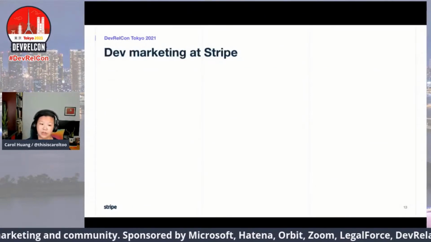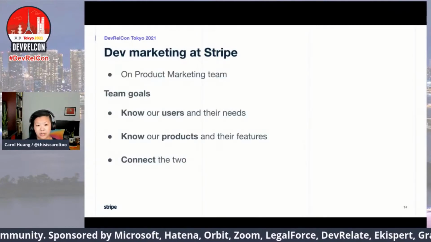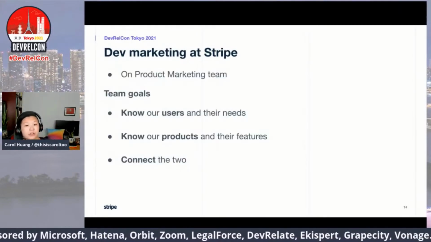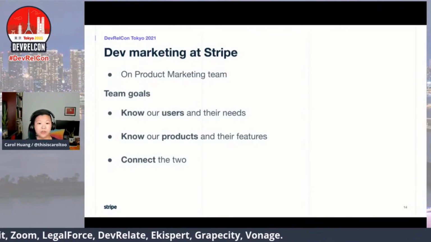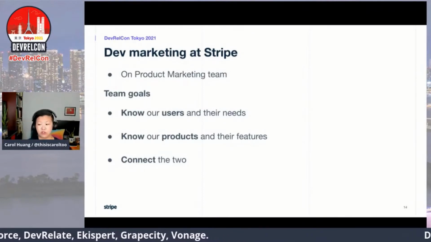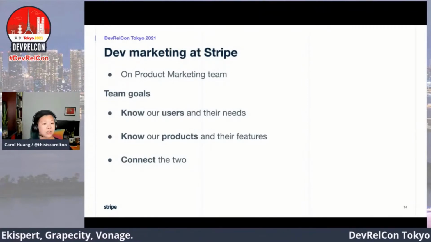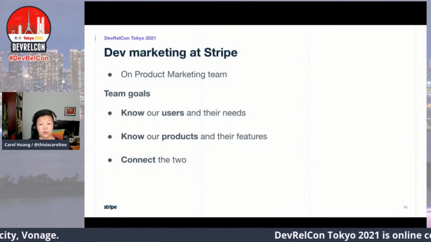What is dev marketing at Stripe? Dev marketing at Stripe actually sits on the product marketing team. At many other companies, it might sit under an events or a community team of its own, or actually sometimes even under engineering. Similarly, marketing can have a lot of different focuses because it's a very broad category.